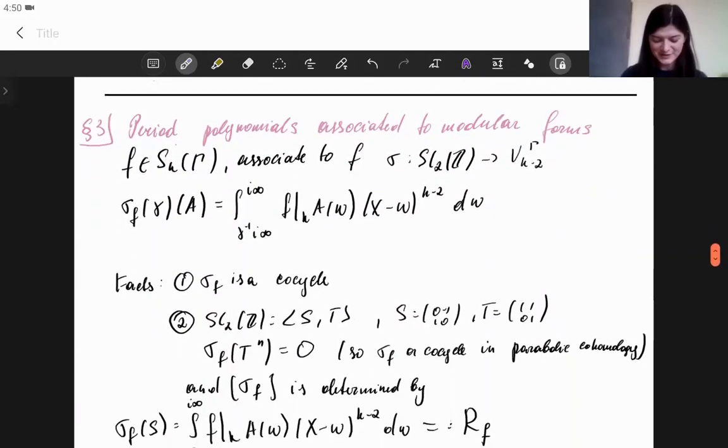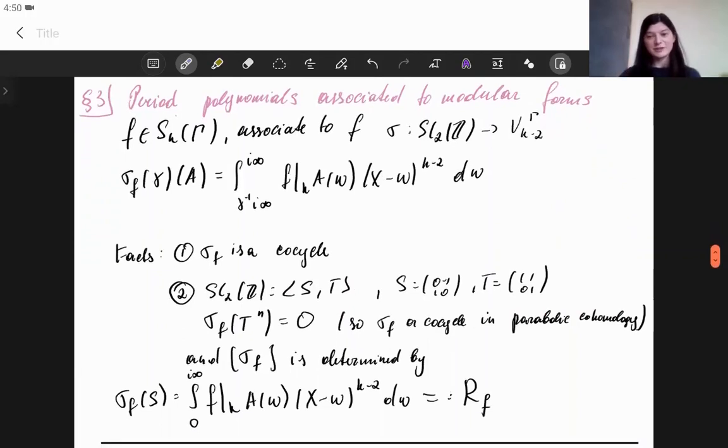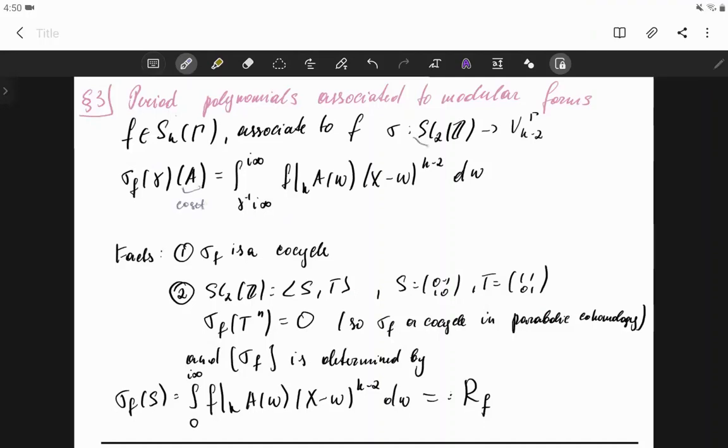So let's talk about period polynomials, and I'll give a definition of period polynomials now in the context of Eichler cohomology. So let's take F to be a weight K cusp form. We can associate to it a map from SL2(Z) into V_{k-2}, modulo gamma. In particular, this is how we're going to define it. It's going to be the following integral. Here A is going to be a coset. Technically, sorry, this should be modulo gamma.